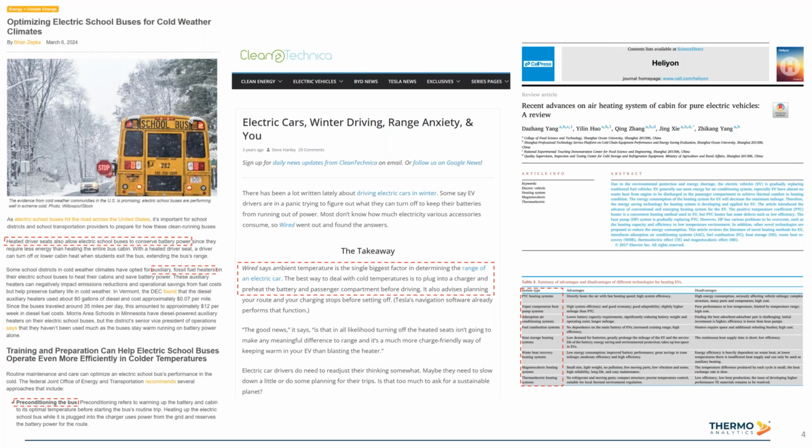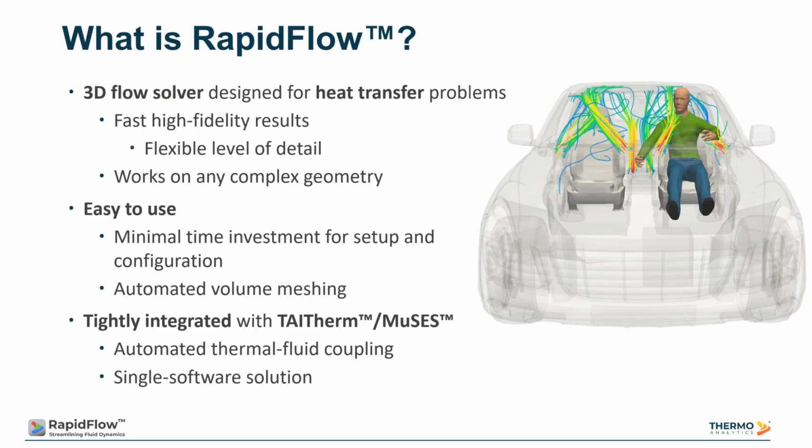So if we're going to be considering all of those in terms of the HVAC system design, of course, we want to understand how they're going to impact the cabin and the comfort of the occupants. And again, simulation can help us with those problems. So again, we're going to be talking about how RapidFlow applies to these problems.